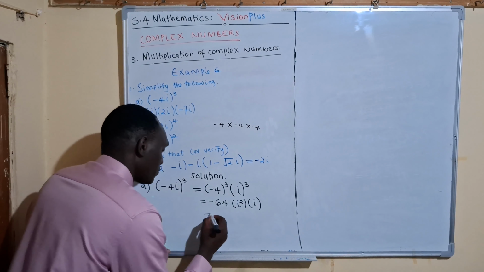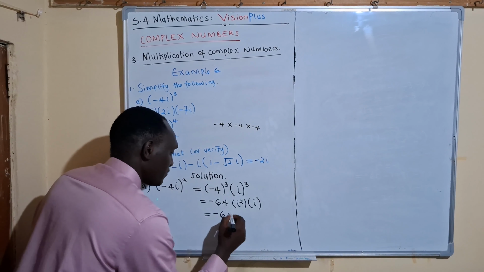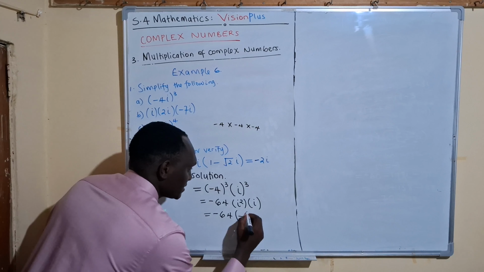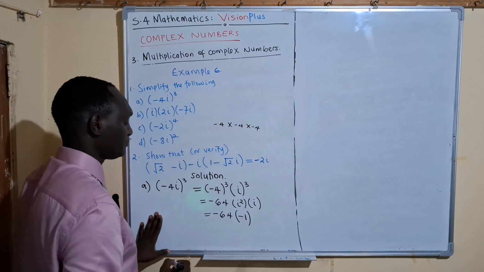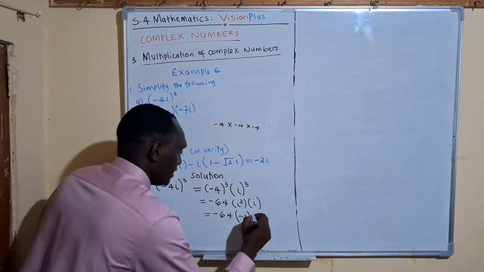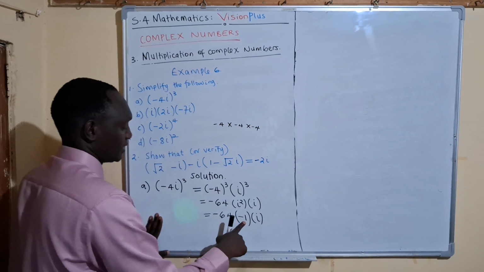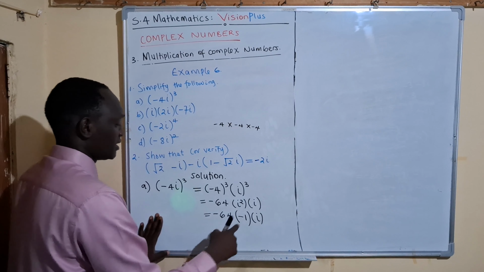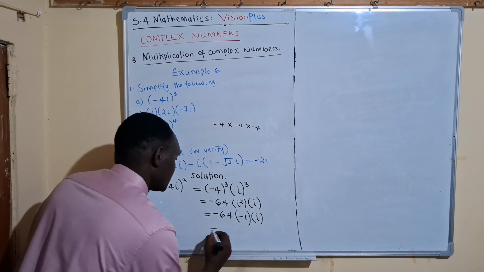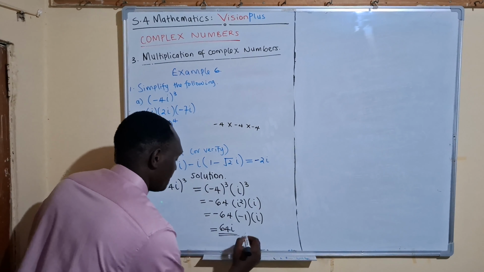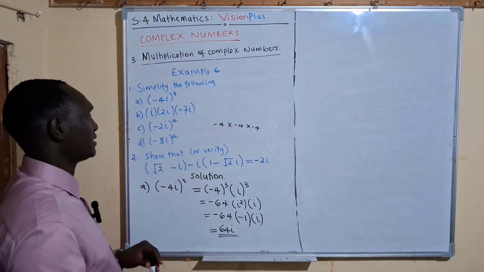So now from here we can go on and say this is the same as negative 64. What is i squared? We have said that i squared is the same as negative 1. And then there is this i which is still there. So negative 64 times negative 1, that is positive 64. So here it gives us 64i. And this is the answer.